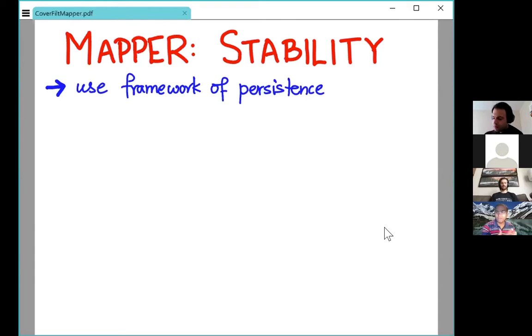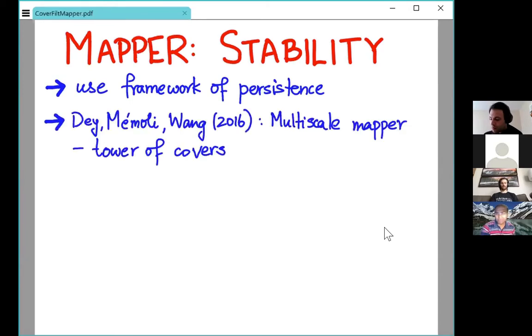In particular, there is this desire to give a notion of stability when you do this construction. How stable is that construction? And whenever we talk about stability in TDA, typically you involve the framework of persistence. I want to list a few main results. This is not an exhaustive list.